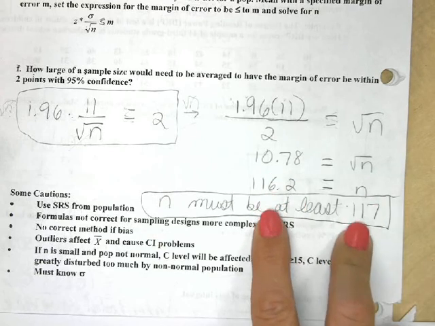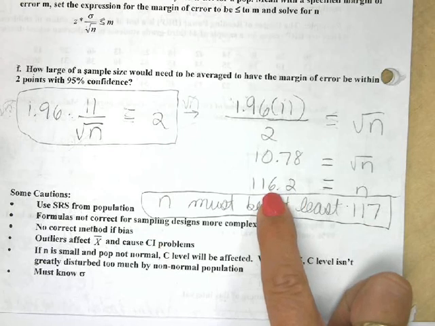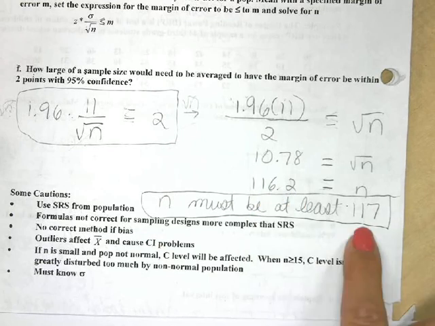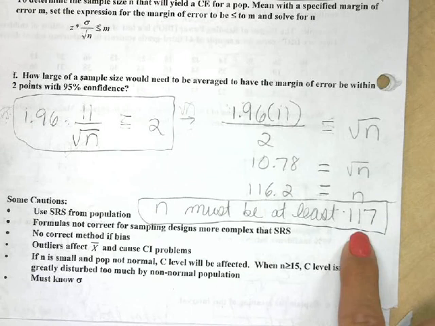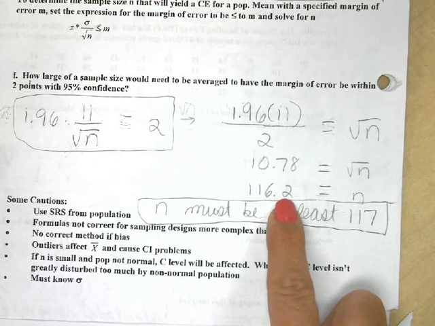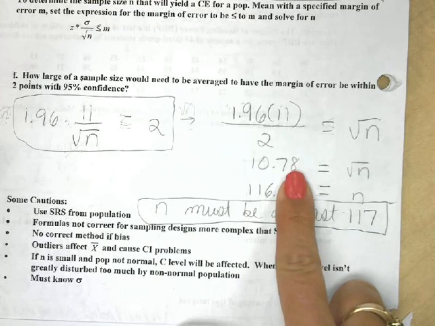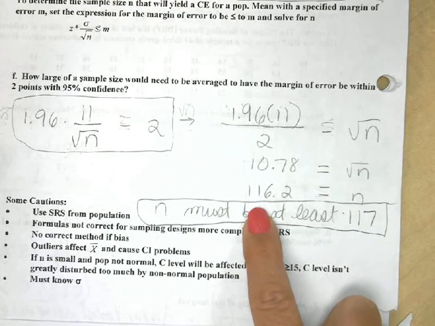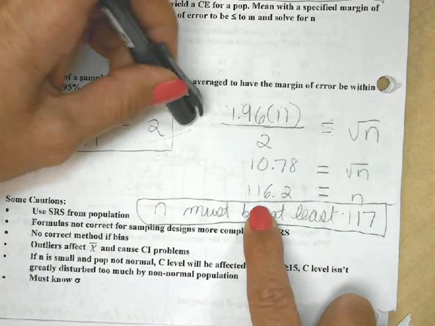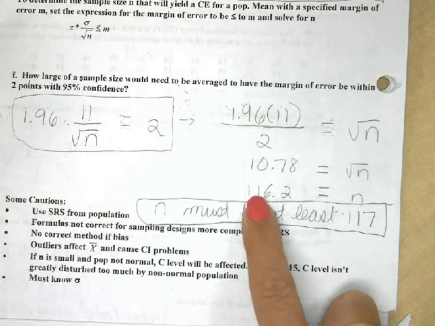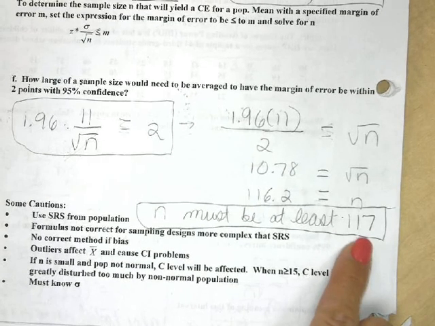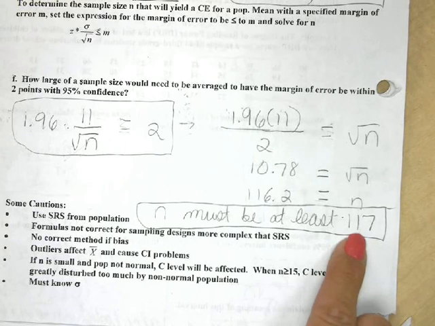Now, the thing you need to remember is whatever you get here, you need to round up to the next integer. We can't have a sample size that is 116.2. And if we actually use 116 and round that off to the nearest integer, 116 will really give us a margin of error that is just a tiny bit bigger than 2. And if we don't want it to be any higher than 2, we need to round up to the next integer. So 117 is the first sample size that will cause that margin of error to be 2 or less.